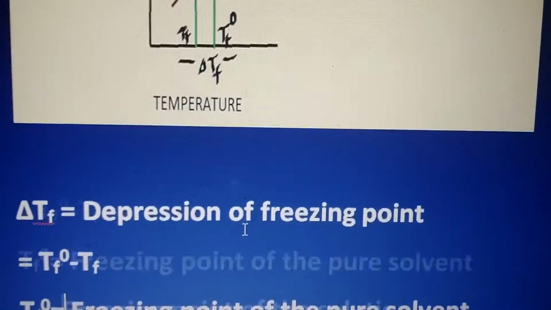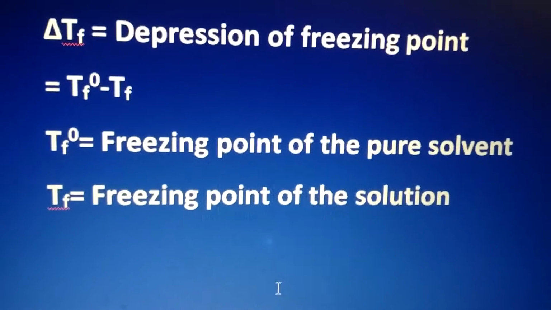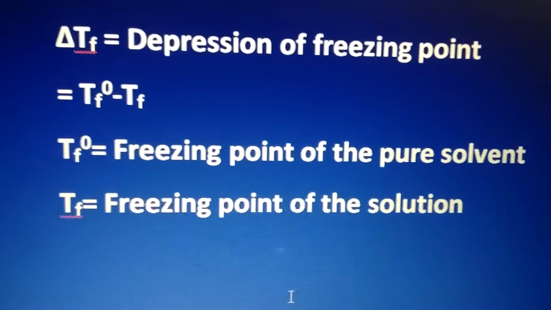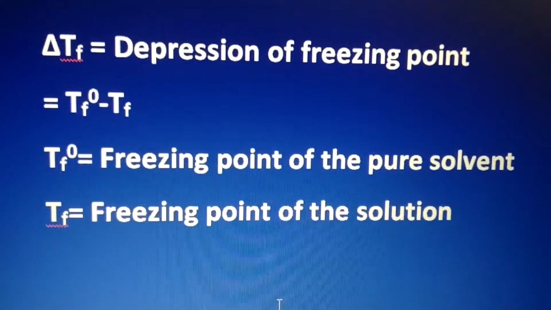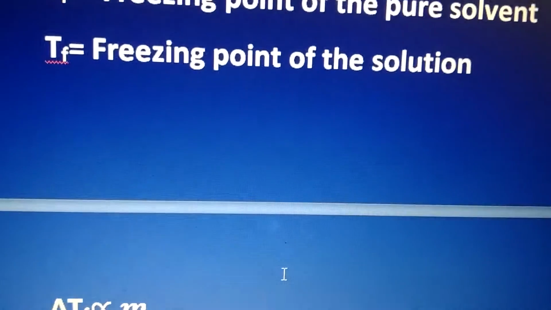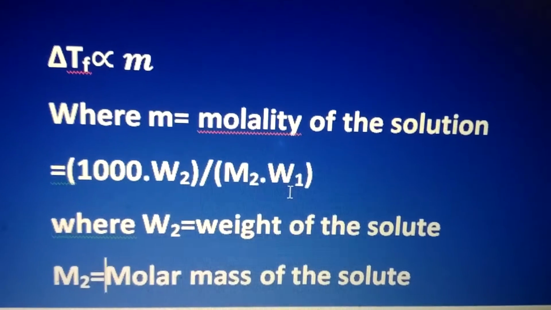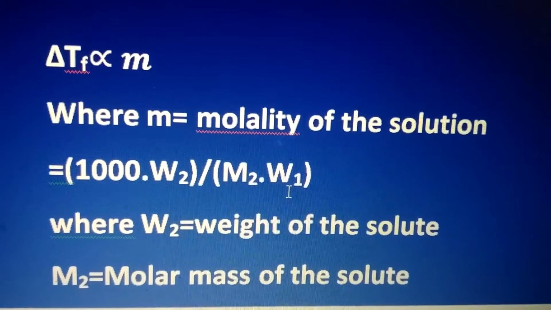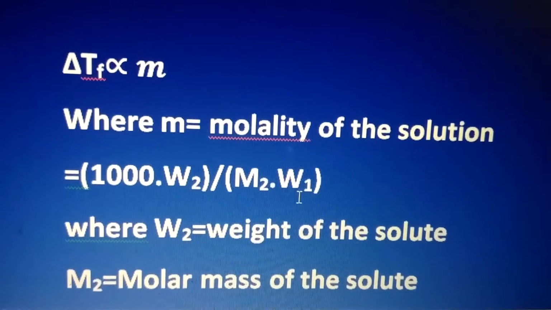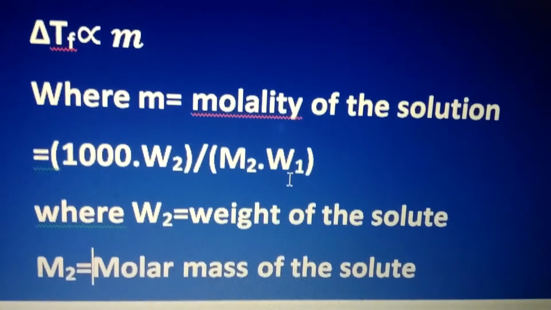So from the mathematics we say that delta Tf, the depression of freezing point, is Tf naught minus Tf. Tf naught is the freezing point of the pure solvent and Tf is the freezing point of the solution. According to thermodynamics, we have a mathematical relation: delta Tf is proportional to m. What is m? m is the molality of the solution, which we have previously defined as the number of moles of solute present in 1 kg of the solvent.